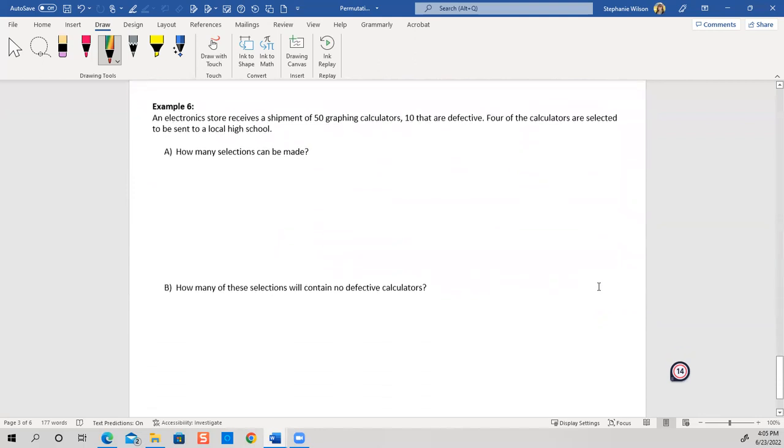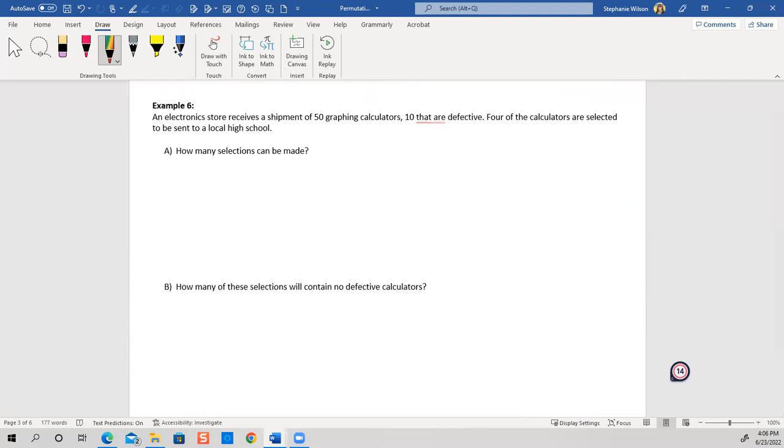Let's do example 6. An electronics store receives a shipment of 50 cards. 10 of those are defective. And 4 of the calculators, oh, I said cards. My apologies, guys. I got talking about cards earlier. An electronics store received a shipment of 50 graphing calculators. 10 of them are defective. 4 of the calculators are selected to be sent to a high school. A says, how many of these selections can be made?